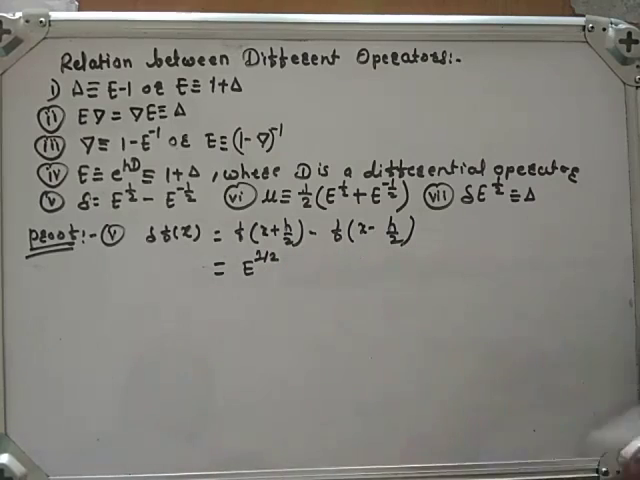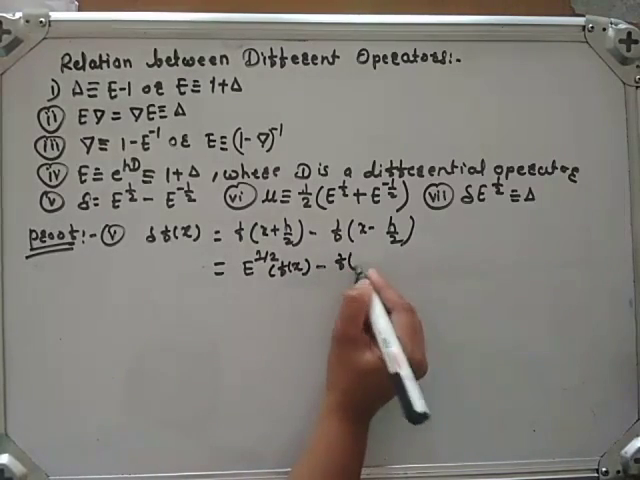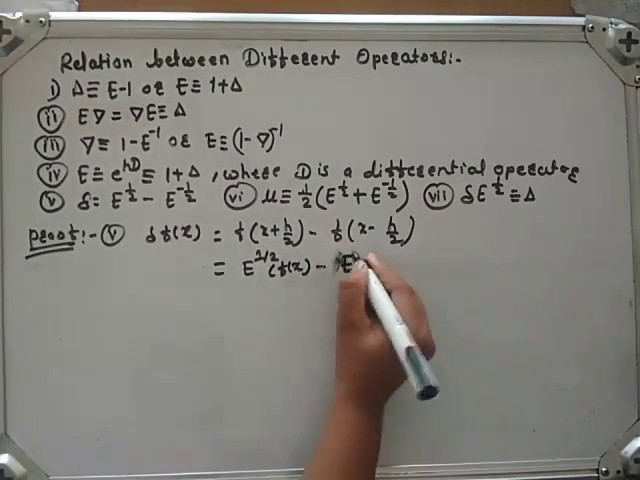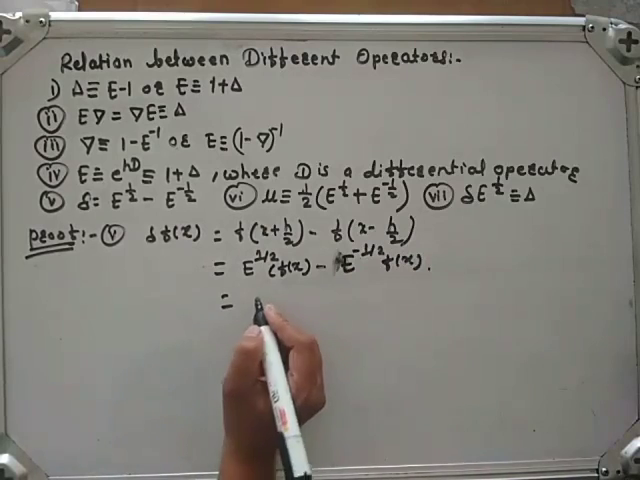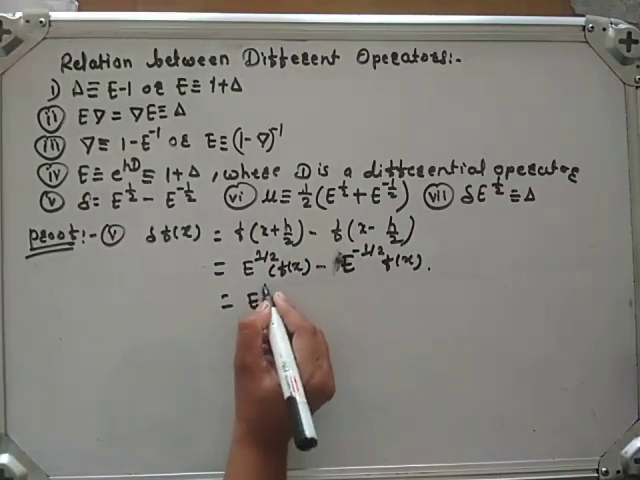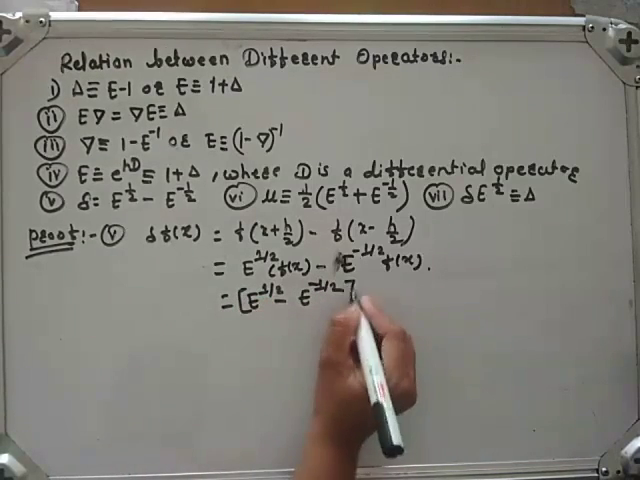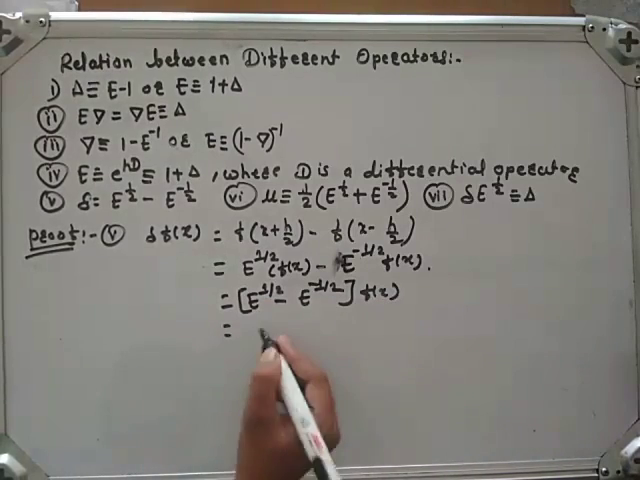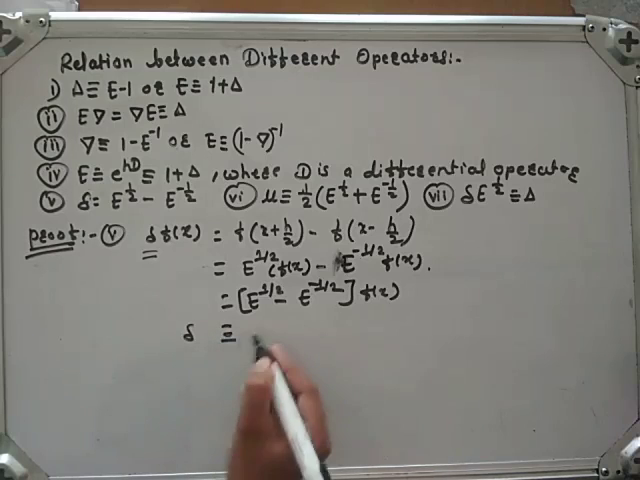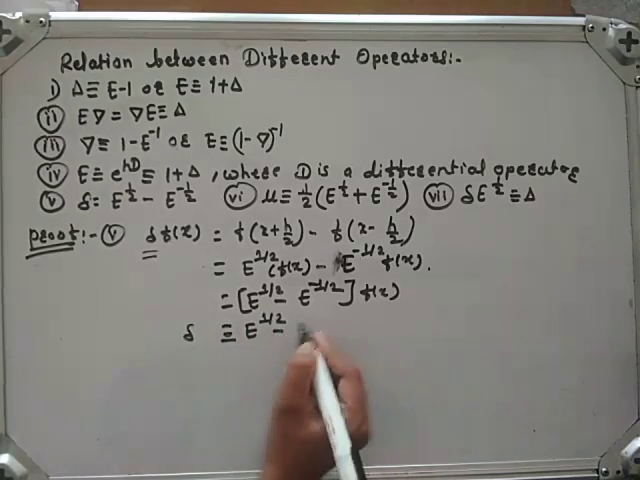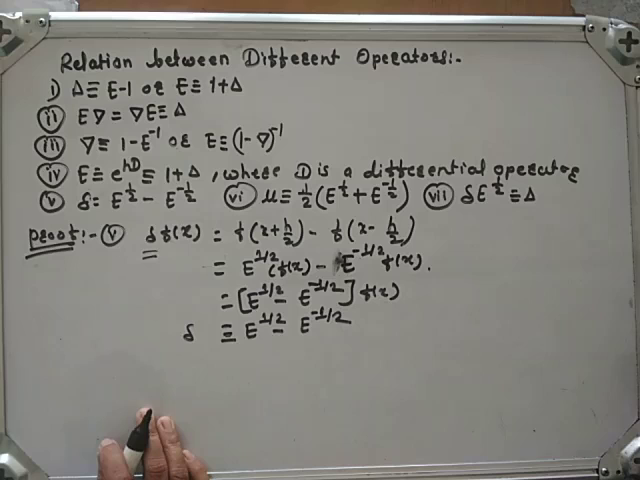of f of x minus E raised to minus 1 by 2 of f of x, which is equal to E raised to 1 by 2 minus E raised to minus 1 by 2 of f of x. So delta is equivalent to E raised to 1 by 2 minus E raised to minus 1 by 2. Hence, the fifth relation is proved.